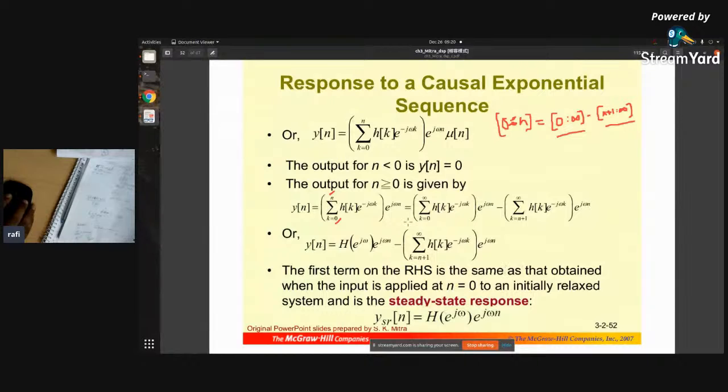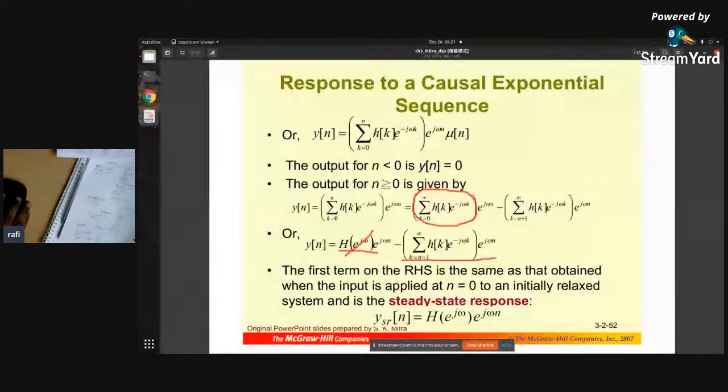So if you write it that way, this will be the DTFT of the signal h of n, H of j omega, because the system is causal, so 0 to infinity. The first term is the one we know is the DTFT, and then there is the second term.